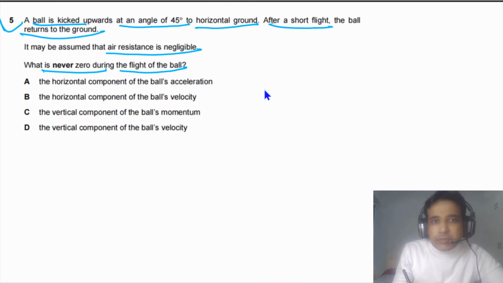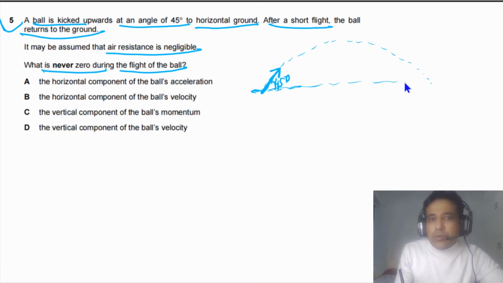The best way to answer this question is to sketch it. The ball is fired at an angle of 45 degrees. So the ball will go first up, then this ball will come down. So you can imagine the trajectory of the ball.